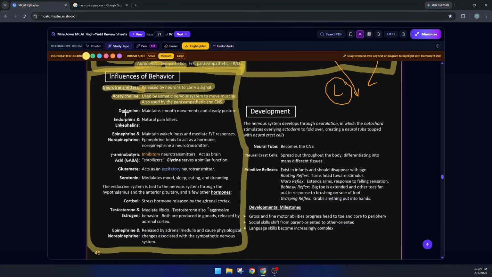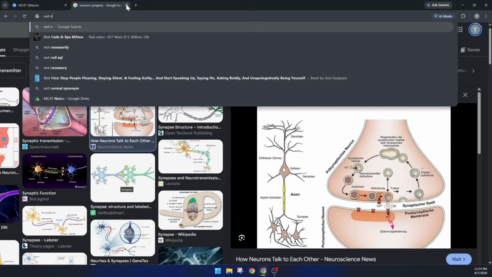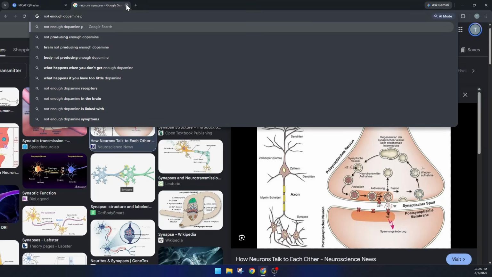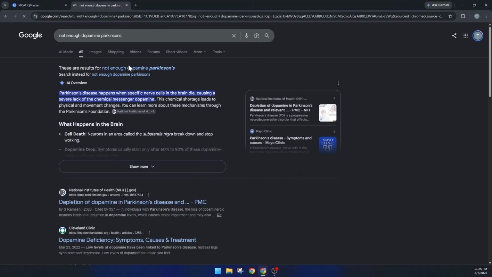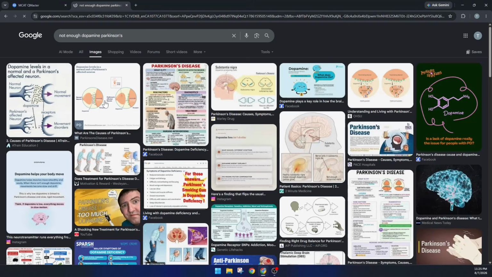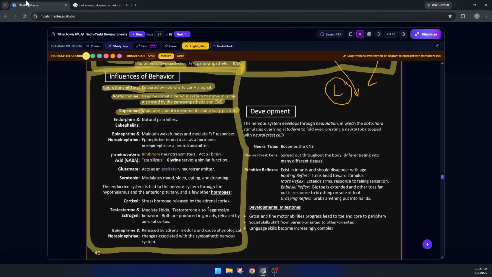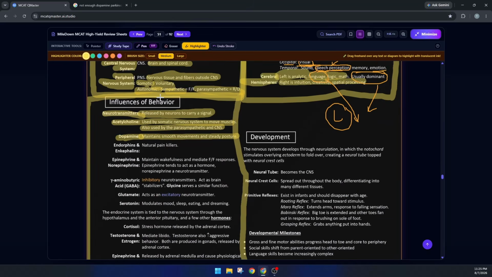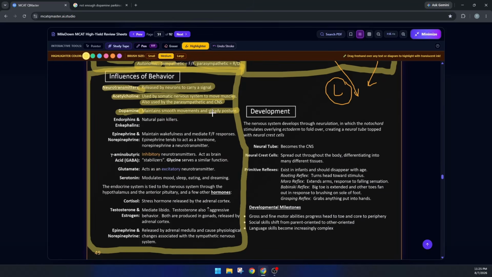So just remember that. Dopamine maintains smooth movements and steady posture. There's a theory about dopamine, where if you don't have enough dopamine, I think it's in Parkinson's. Yeah, in Parkinson's. I'm not sure if it's just Parkinson's, right? But if you don't have enough dopamine, it will also lead to tremors and stuff. But if you do, it's going to maintain the smooth movements and steady posture. So a lot of us take for granted our motor movements, right?